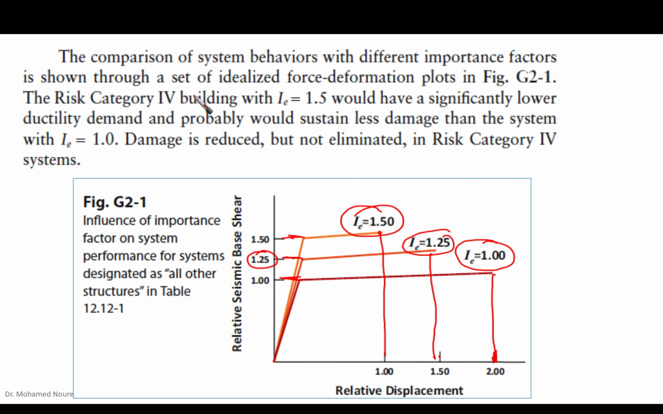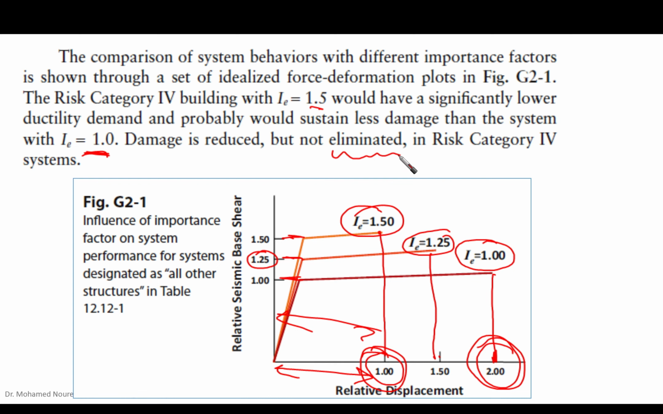The comparison of systems: the risk category for a building with IE 1.5 would have a significantly lower ductility demand. That's here, 1 for example. And it probably would sustain less damage than the system with only 1. That's right, less damage because the drift is going to be less. Damage is reduced but not eliminated. Still, we have some drift here. This is the value, but it's not eliminated. We're just reducing it. That's the meaning of this one.